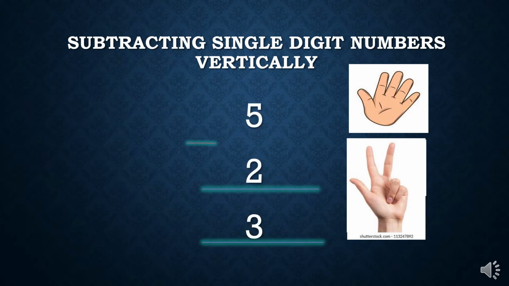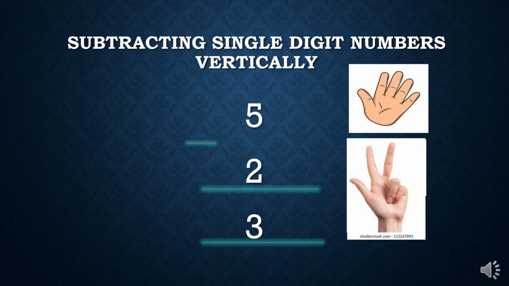This shows an example of subtracting two numbers vertically. Remember that the larger number should be written on the top line and the smaller number should be written underneath with a negative or a sign of subtraction on the left hand side. The sum is 5 minus 2 is equal to 3.